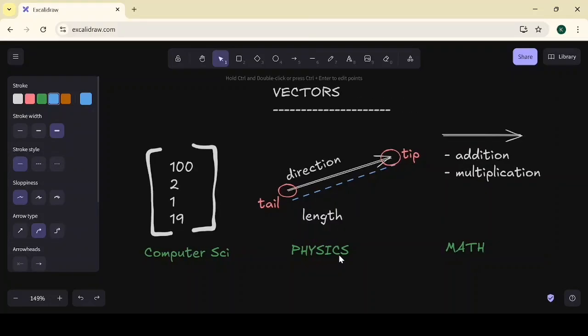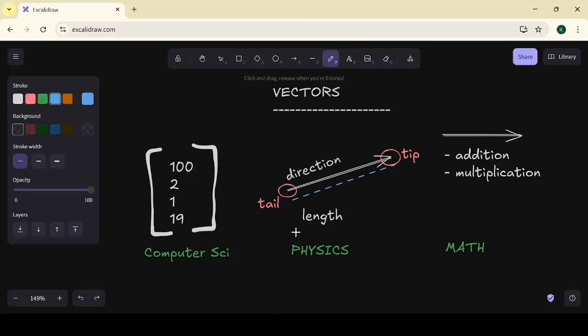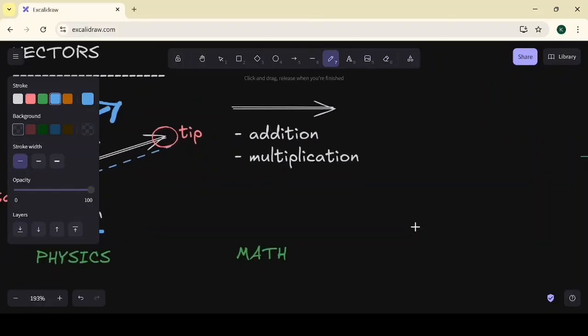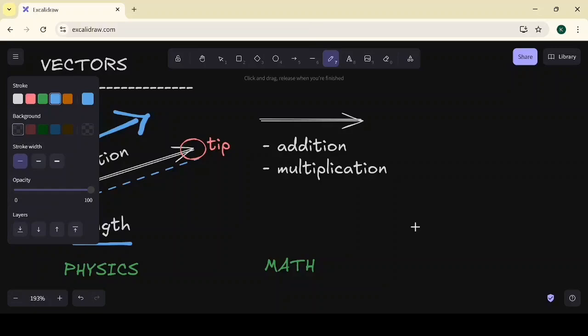Now, as per a physics student's perspective, a vector is an arrow that is pointing in space and it has two definite things. First is a particular length, it has a fixed length, and second is a specific direction in which it is pointing. Now comes the mathematician's perspective. As per him, a vector is anything that obeys two fundamental operations, that is, vector addition and vector multiplication.